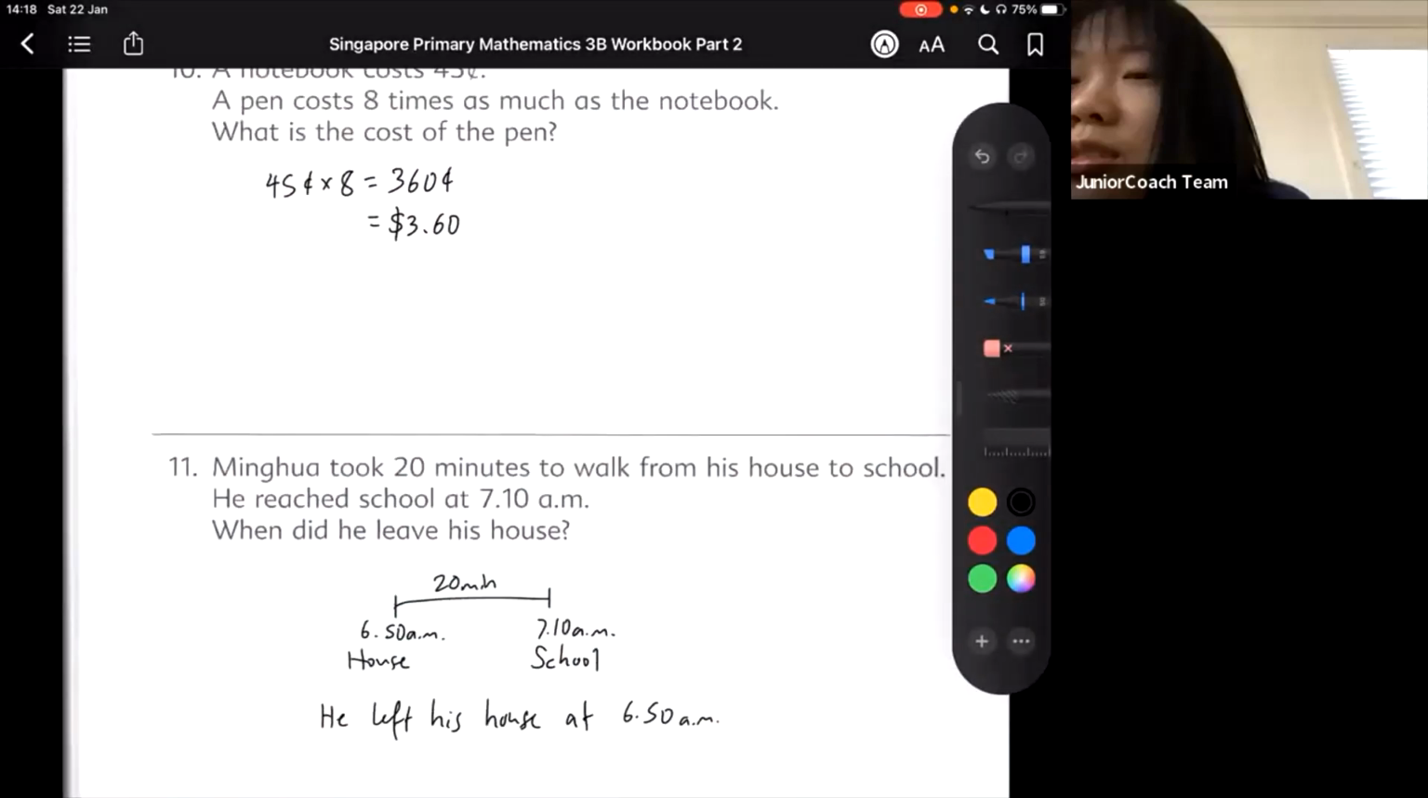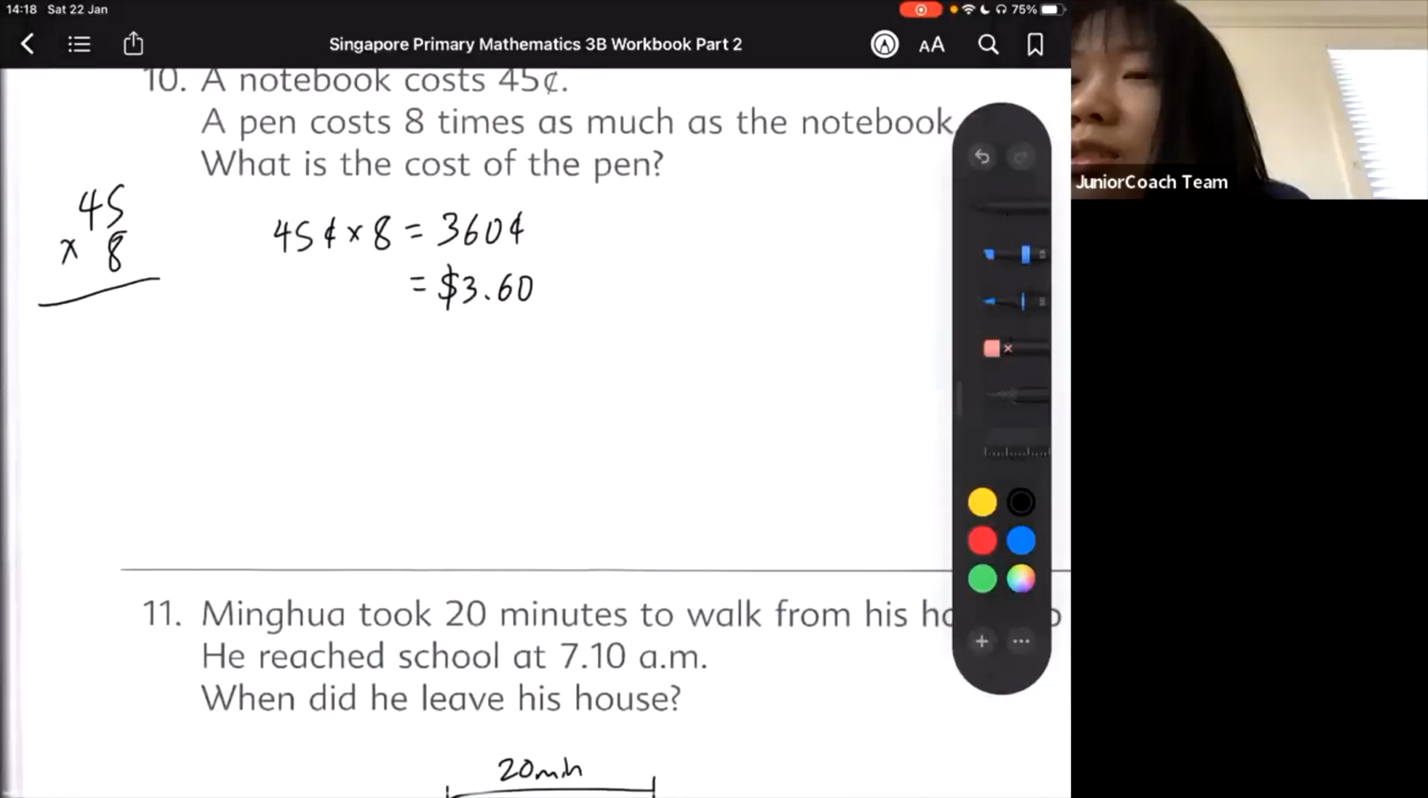So if it costs 45 cents, and when we say 8 times as much as, we mean that it's literally 8 times of that, right? So we just take 45 cents times 8, and our answer is 360. I can do that on the side here. 5 times 8 is 40, and 4 times 8 is 32. And 32 plus 4 is 36. So our answer is 360 cents. Remember that this is in cents.